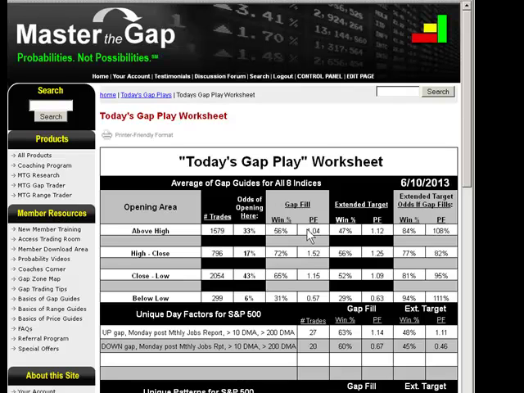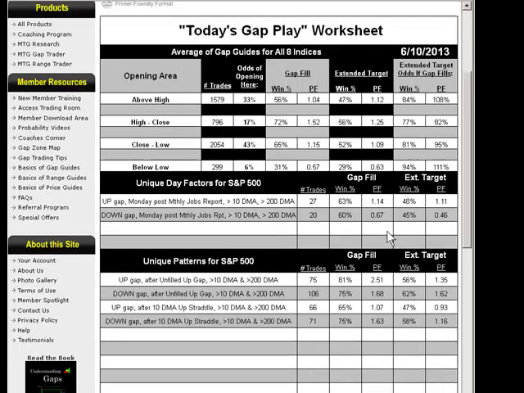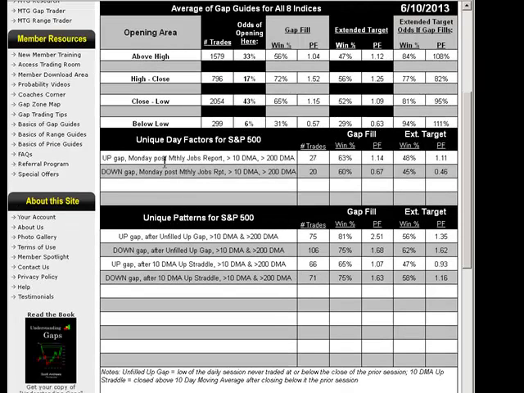Not bad, not good. Extended targets were pretty good. I'm looking for these 2 numbers here as a percentage of these 2 numbers to be at least 80%. In fact, I do the math for you on my worksheet. 84% of those that fill the gap went on to hit the extended target. That's a point beyond gap filled equal to 15% of the 5-day ATR. And profitability, it made even more profits. In terms of unique day factors, it was the Monday post-monthly jobs report.